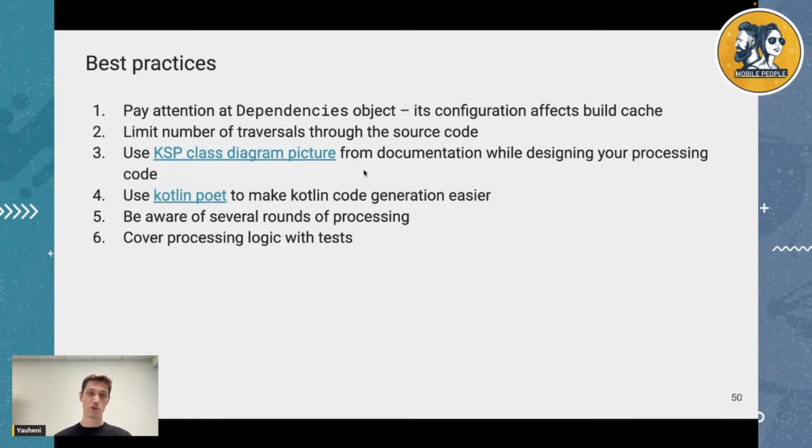Use Kotlin Poet or Java Poet in case you're using Java annotation processing. This is actually making your life easier. A lot of stuff is already written in this library and you can utilize its APIs. Be aware of several lines of processing, especially if you have a couple of processes which depend on each other. And yes, always cover processing logic with tests.